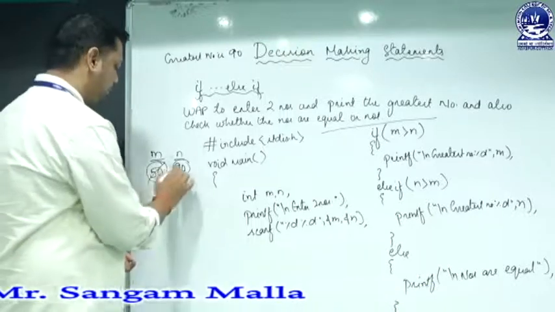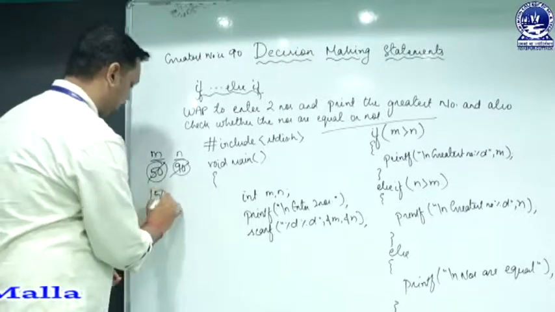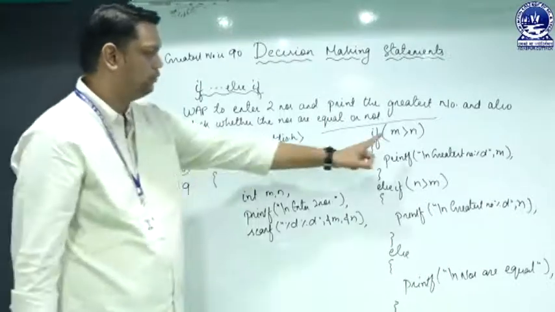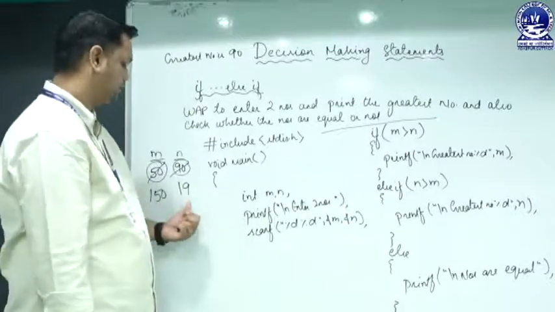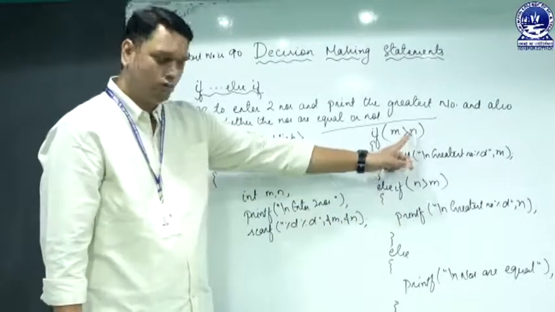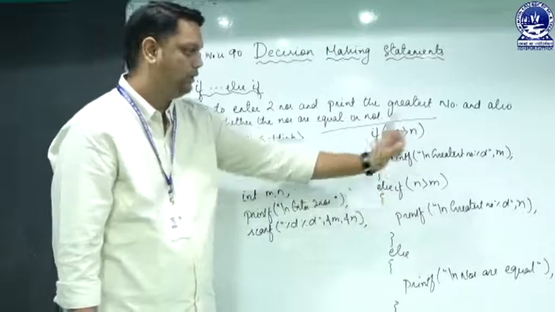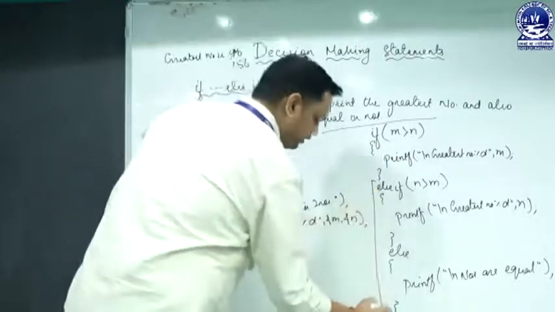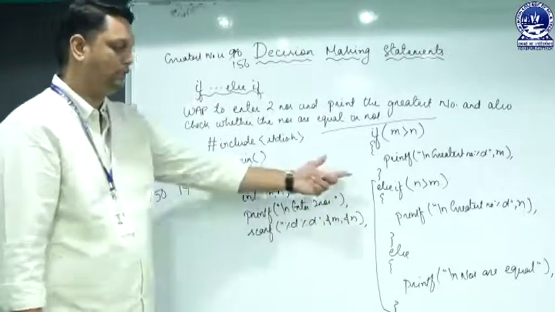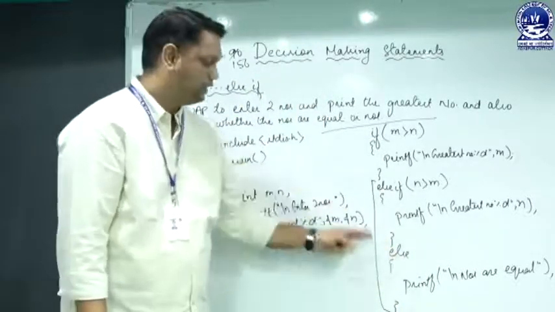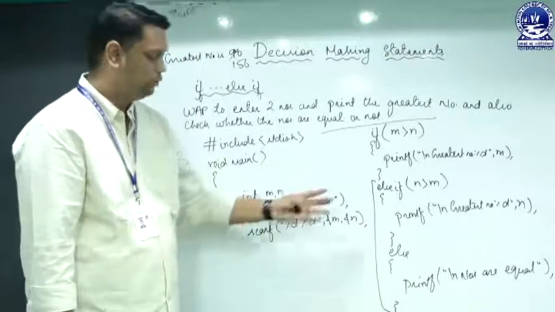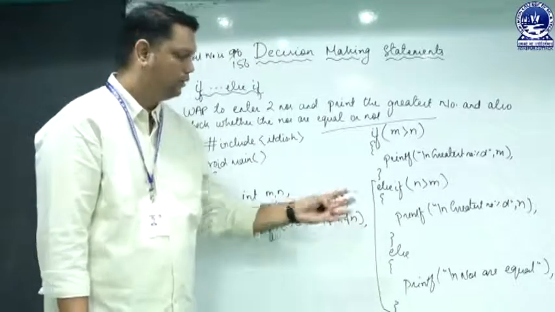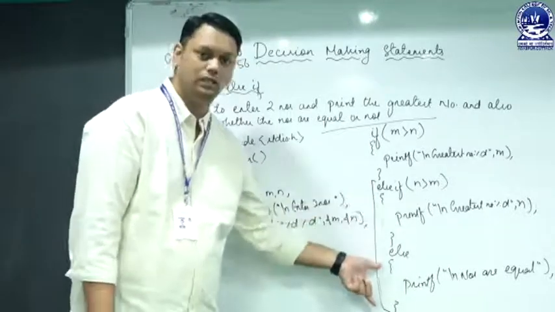Let's say another example: suppose I enter 150 in m and 19 in n. Here it will check the first condition, is 150 greater than 19? Yes, true, so it will enter the if block and print the greatest number is m, that is 150. It will not enter the else if statement and the else statement at all, which means those statements will not be executed. So in this process execution time is saved and the processor will not execute all these lines.